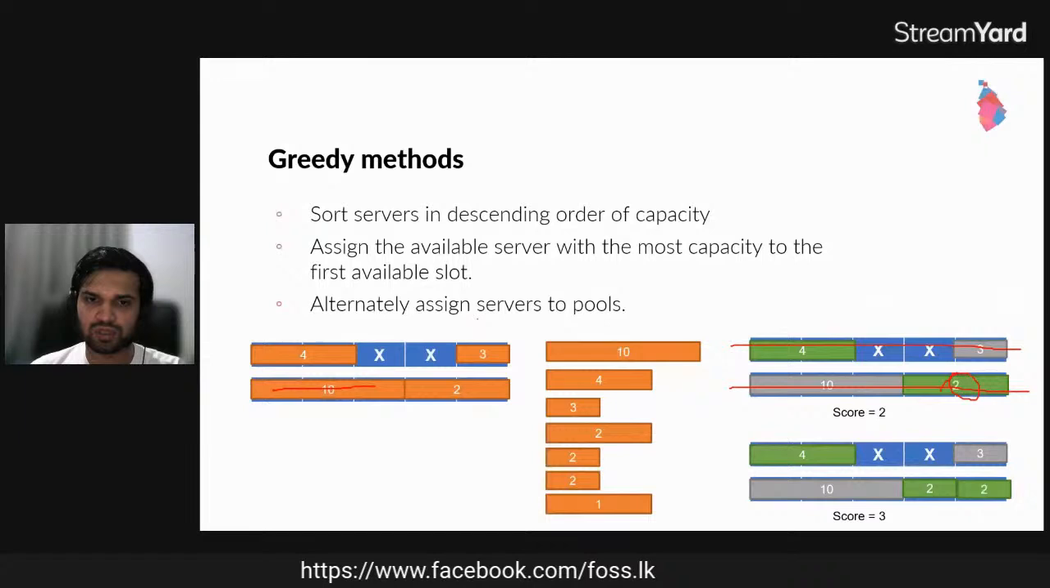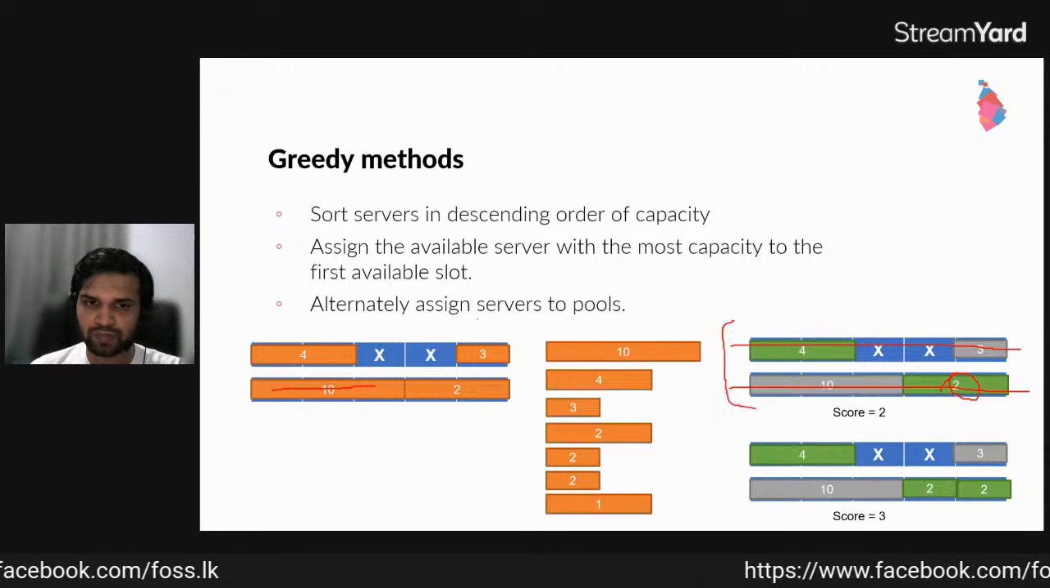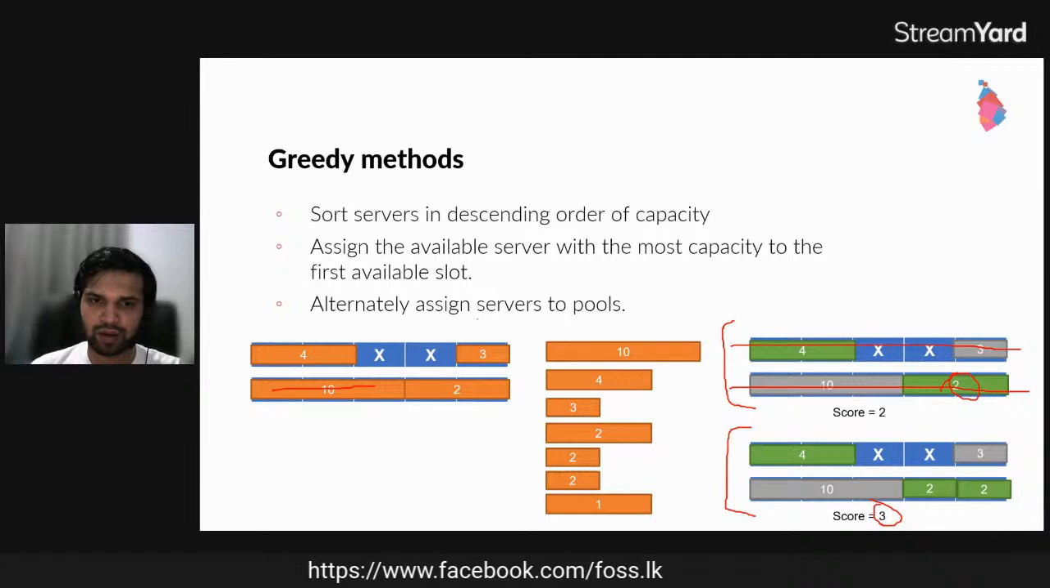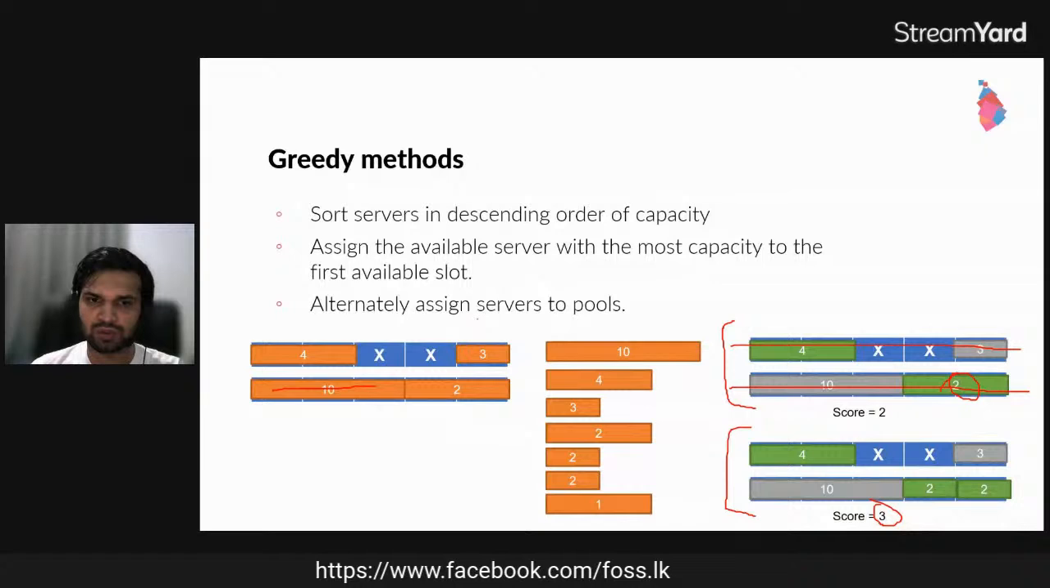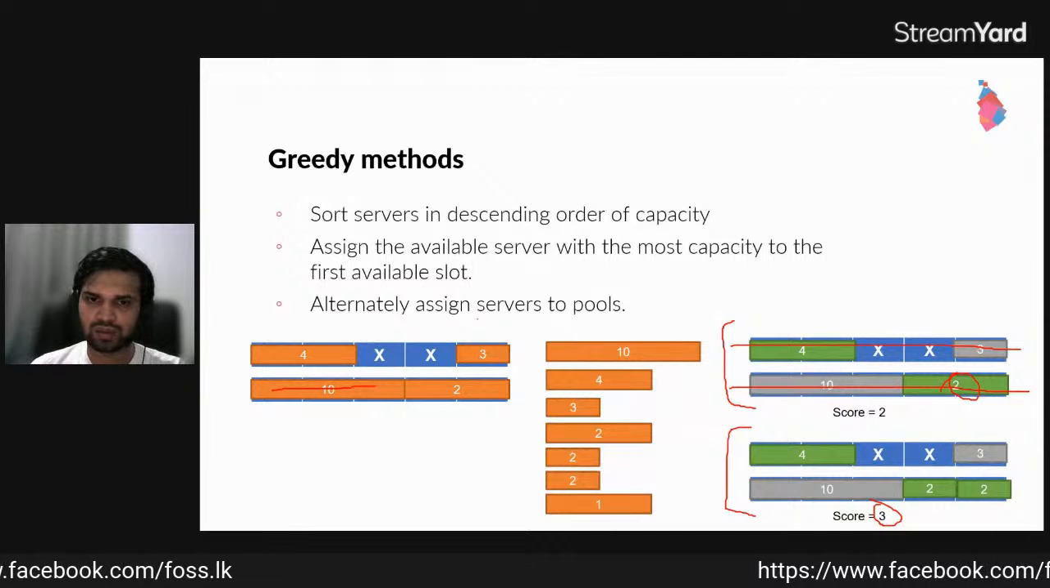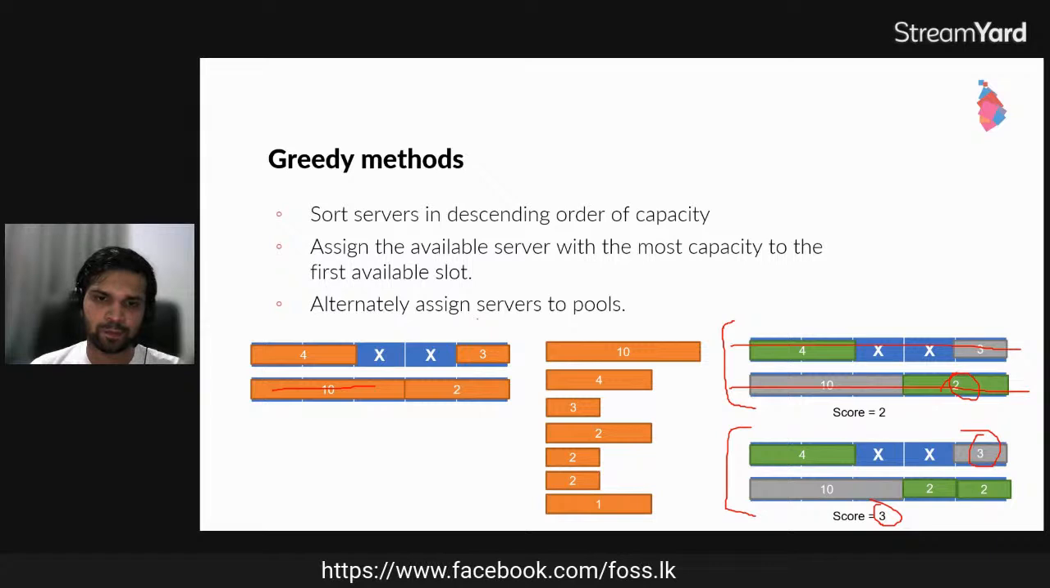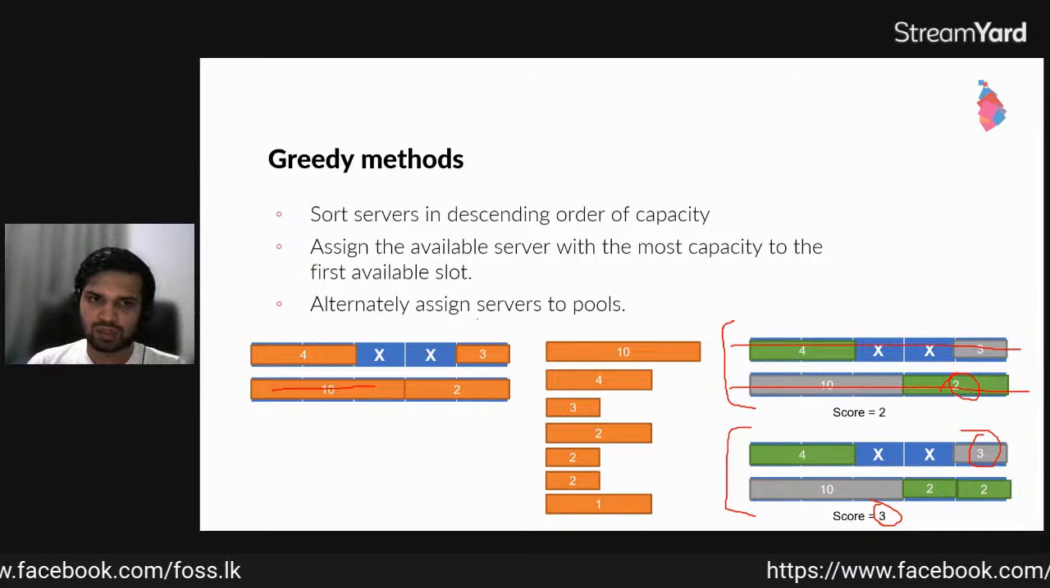So actually you can have a score of 3 if you take another set of servers and put it here. This is also a valid solution, and it has a higher value, but this is not the greedy method, right? This is a small tweak that we did to the solution that we have. Without putting 2 here, we put 2 servers with capacity 2, and the minimum guaranteed capacity is coming from this gray server. Okay, so this is actually not the best solution. So how to improve this?